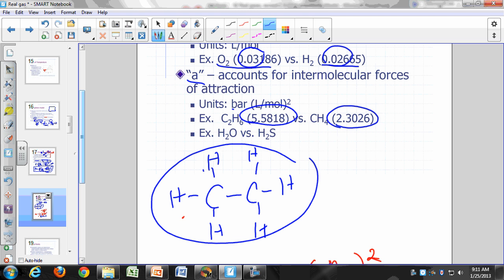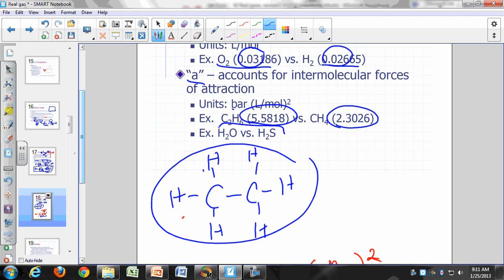Because if you have a larger molecule, there's greater likelihood of temporary polarization. So temporary formation of dipoles, because these electrons are moving around your molecule, okay? At any instant, you can have what we call instantaneous dipoles. And it's more likely to happen the larger the molecule is. You say the molecule is more polarizable. So between a pair of C2H6 molecules, you're going to have stronger interactions than between a pair of CH4 molecules.